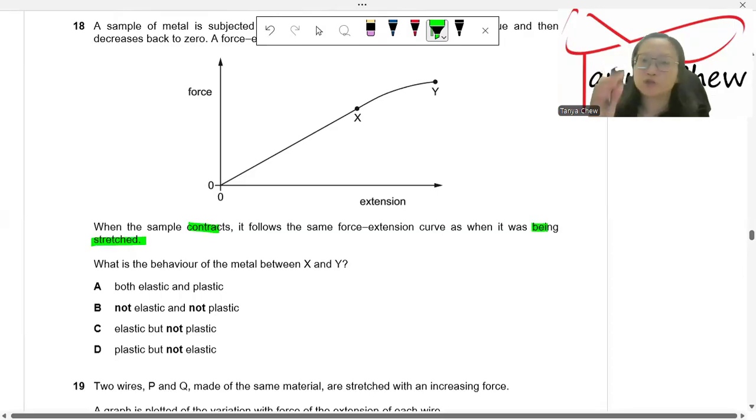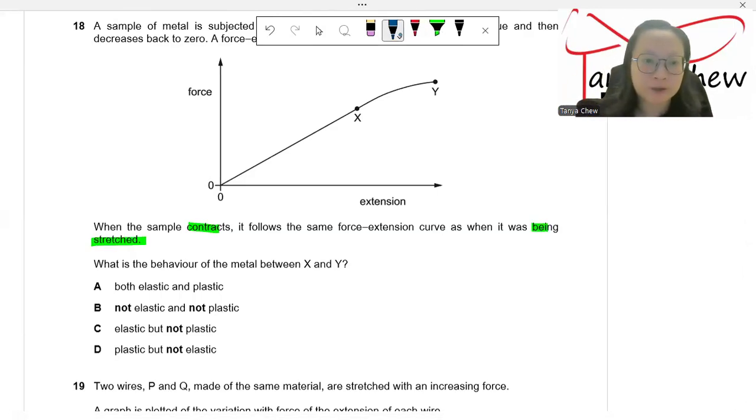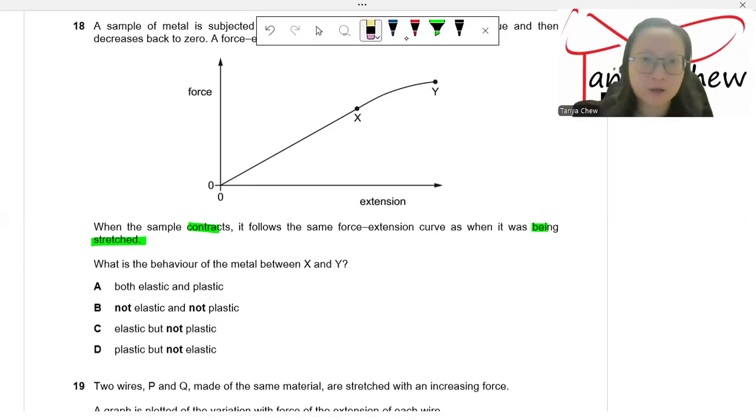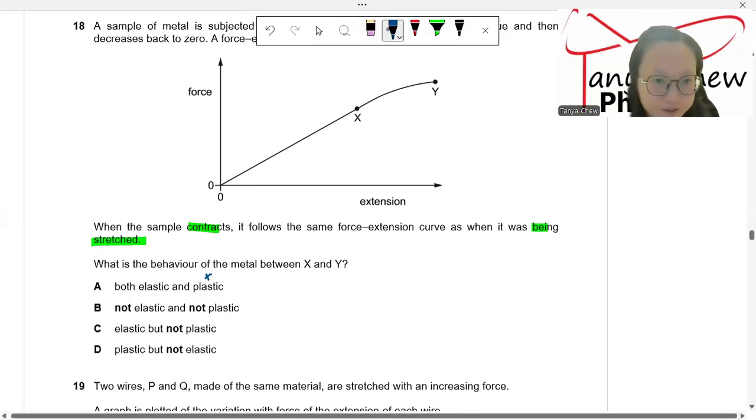When it was being stretched, there is no permanent deformation. When there is no permanent deformation, cancel plastic. Oh okay, it is not plastic. It's definitely not plastic. Not plastic, yes. Not elastic, this is not possible because it is elastic, because it will go back to zero, right? So not elastic, this is not the answer. Could you see, I cancel all the choices here and left C. C is the answer.